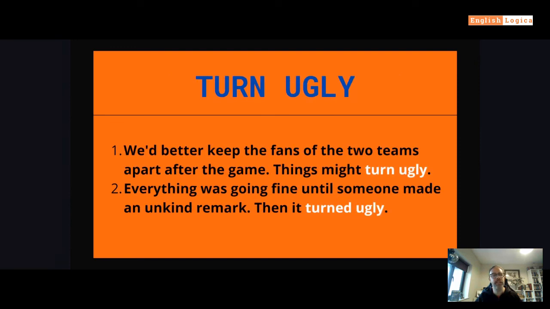And then our last one then is turn ugly, to turn ugly. Again, this is about behavior. This is about people maybe getting angry or things getting out of control. So example 1, we'd better keep the fans of the two teams apart after the game. Things might turn ugly. Example 2, everything was going fine until someone made an unkind remark. Then it turned ugly. And that just means that maybe a fight or an argument broke out. Things went from peaceful to unpeaceful.